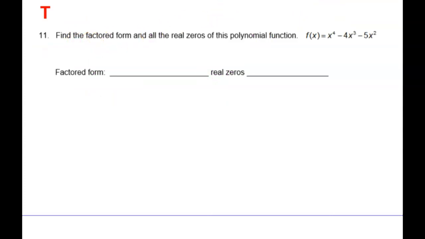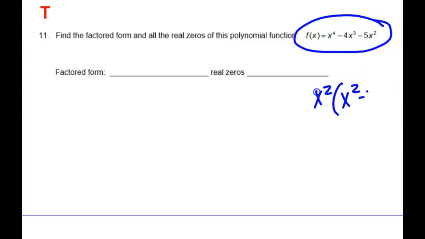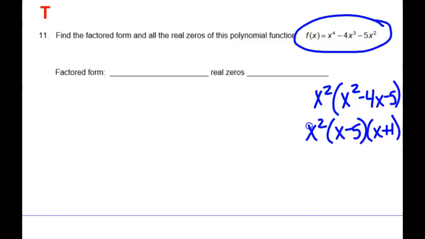All right, number 11 says find the factored form in all the real zeros. What should you look for first? Common factor. What do all those have in common? If I take out an x squared, I have left x squared minus 4x minus 5. Which factors x minus 5, x plus 1.